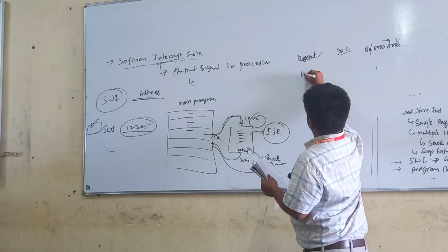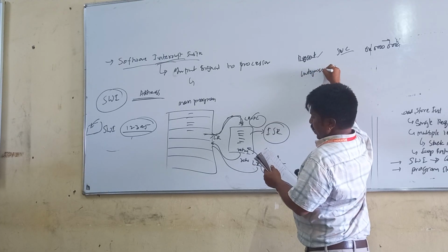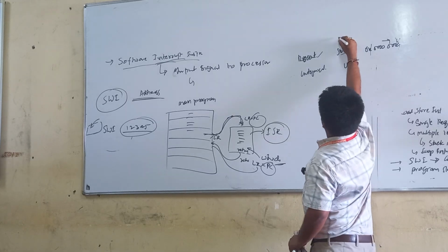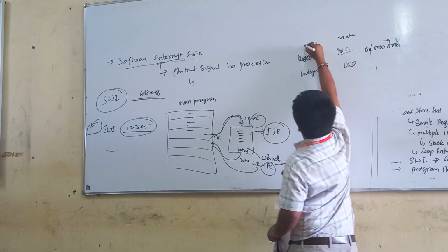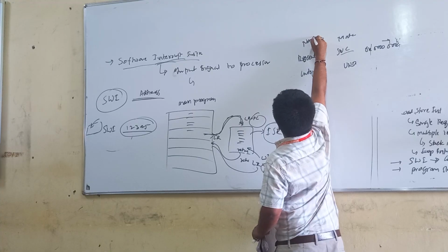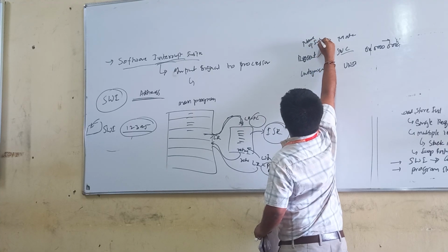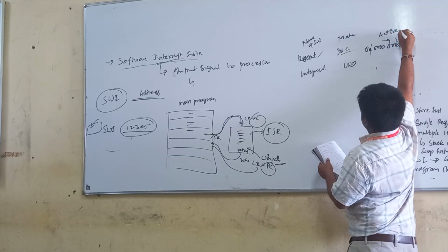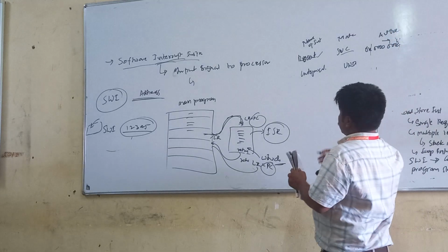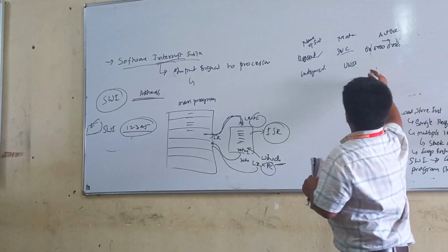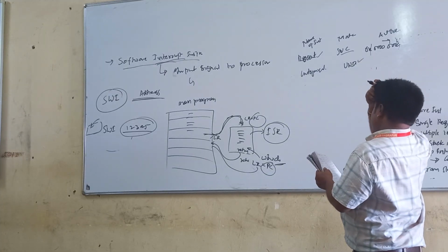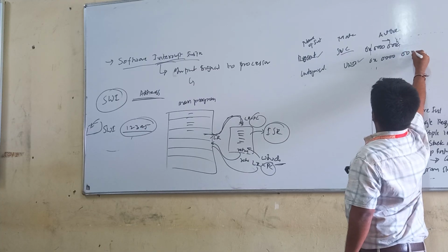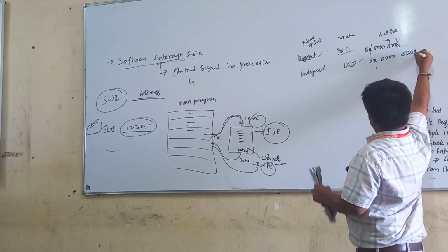The undefined interrupt will have UND as its mode. This is the name of the interrupt and this is the address. If I am using the undefined interrupt, that will go to the undefined mode. Then the address is 0x00000004.